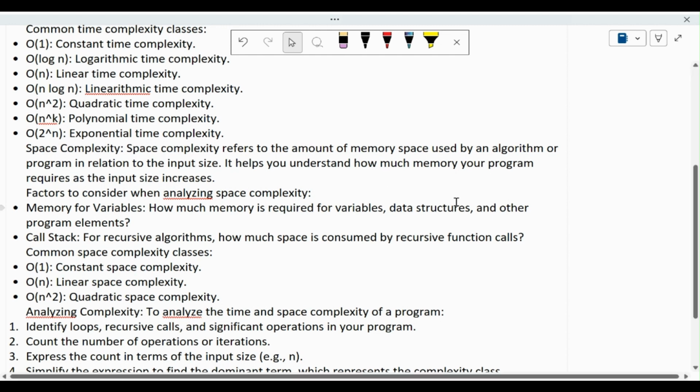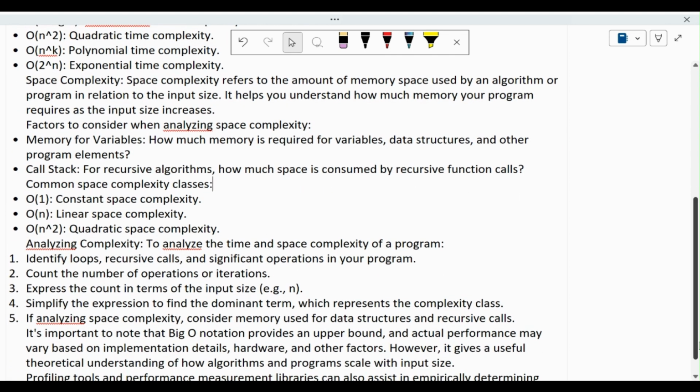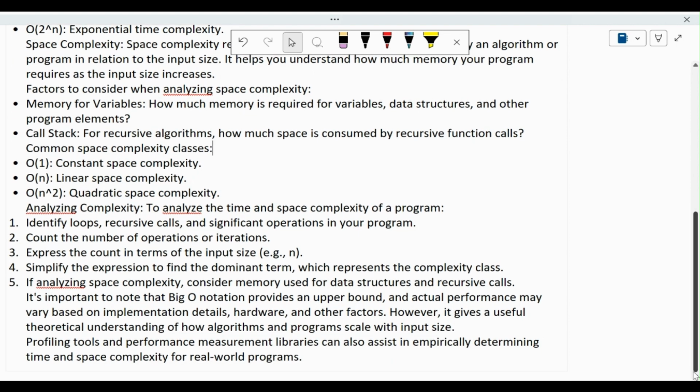While analyzing complexity, we have to take care of the time and space complexity of a program. First, identify loops, recursive calls and significant operations in your program. Second, count the number of operations in each iteration. Third, express the count in terms of input size, for example the input we have taken. Fourth, simplify the expression to find the dominant terms, which represent the complexity classes. Fifth, if analyzing the space complexity, consider the memory used for data structures and recursive calls.